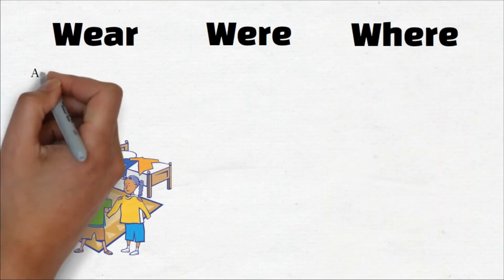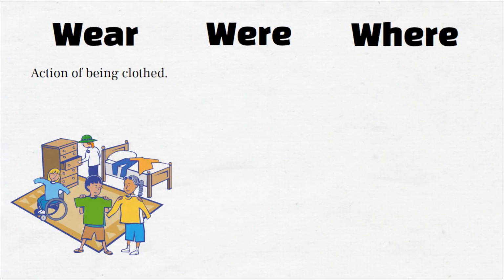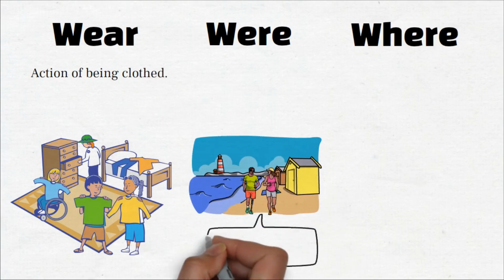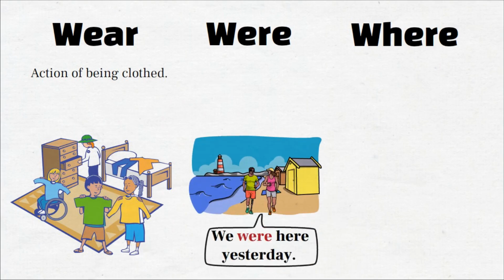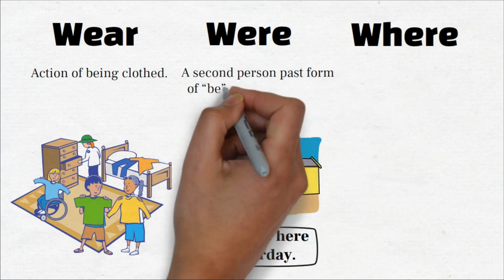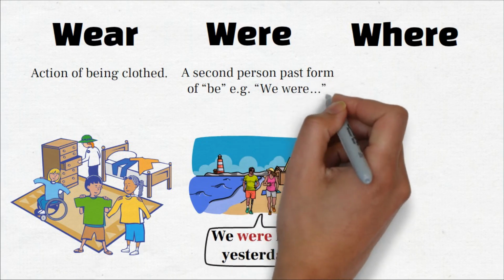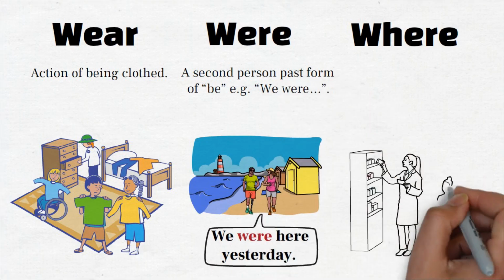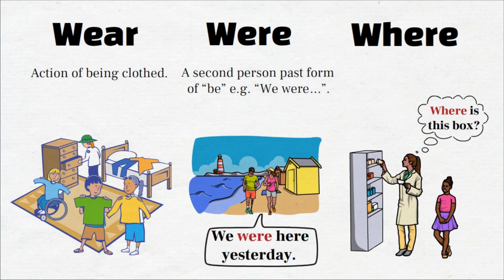Wear. The first is an action of being clothed. And the second is a second person past form of be. For example, we wear. And the third is a word we use when we ask questions.